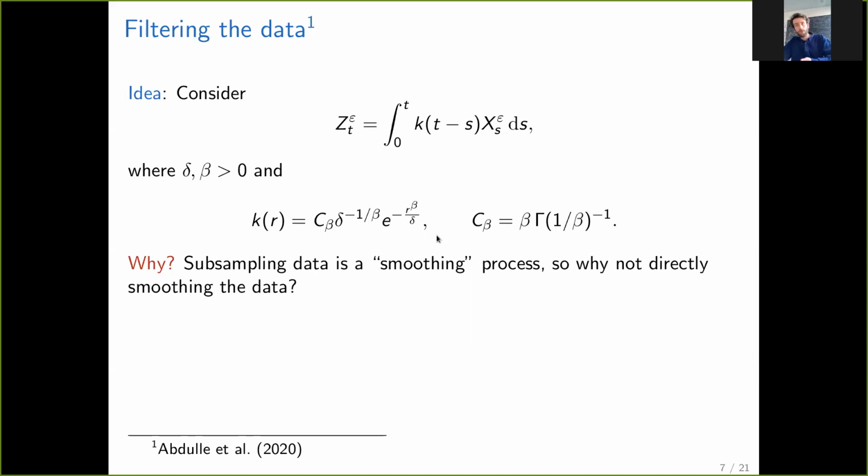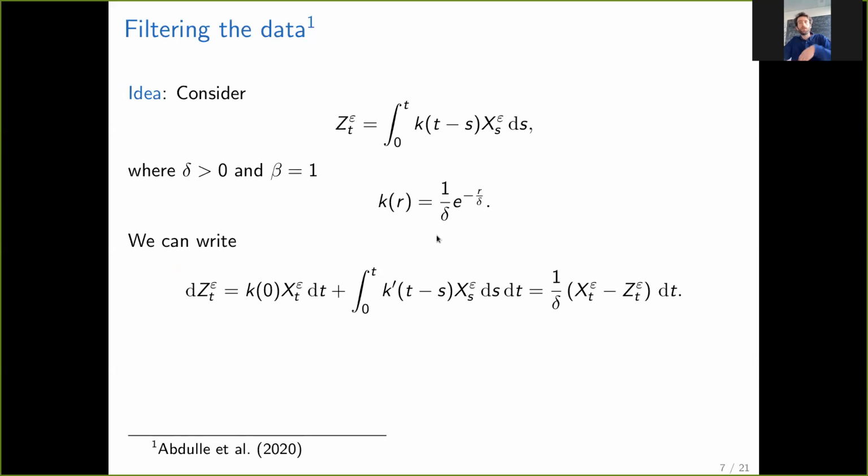So there are still 2 parameters, but actually in the theoretical investigation, we fix beta to 1. And if you fix beta to 1, what you obtain is a much simpler kernel. You just have 1 over delta times the exponential of -r over delta. So it's an exponential kernel.